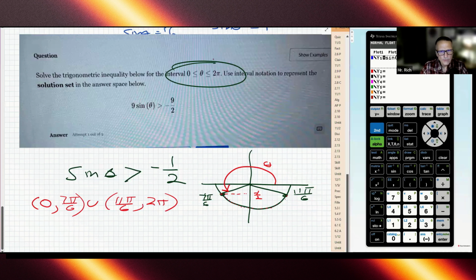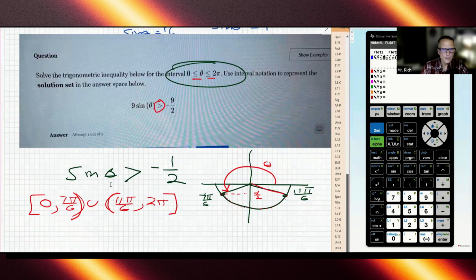Now, this is a closed interval at 0, so I need to put a bracket here to include 0, because sine of 0 is 0, which is greater than negative 1/2. But this was a strict greater than negative 1/2, so at 11 pi over 6, sine is exactly negative 1/2. So this has to be an open interval on that end.